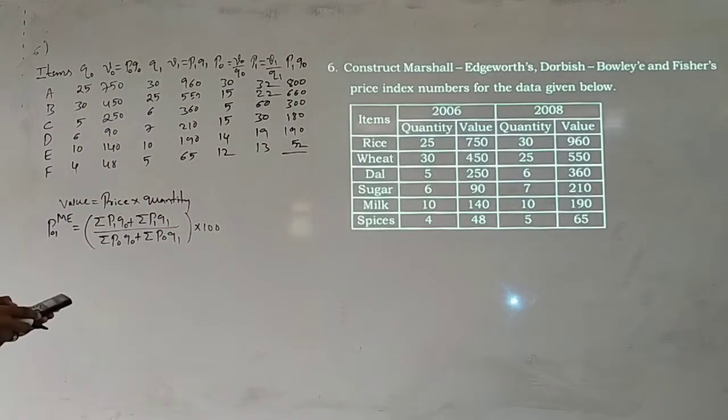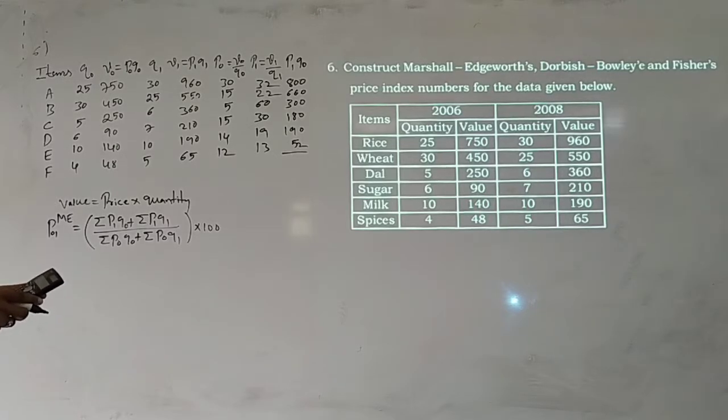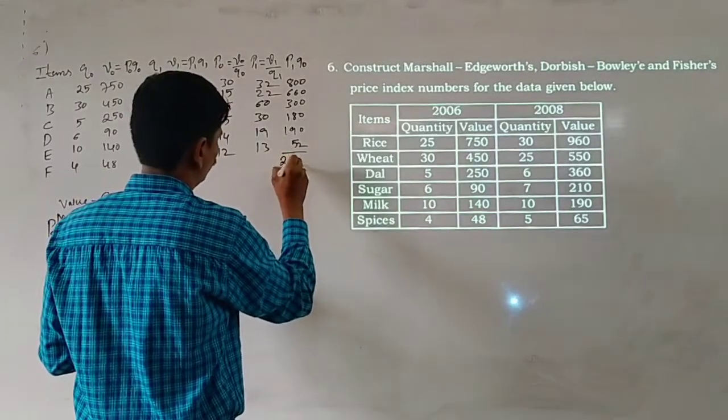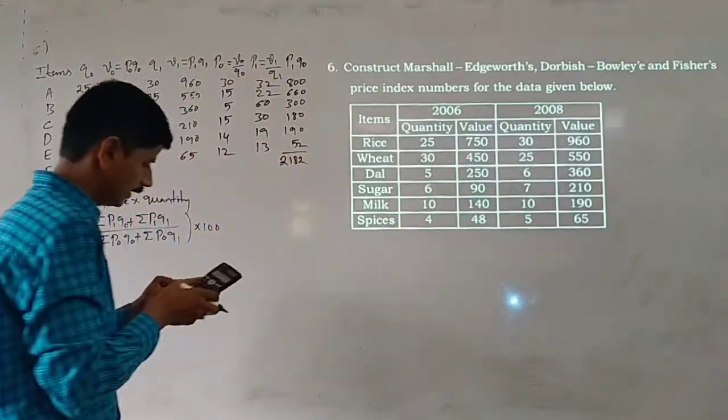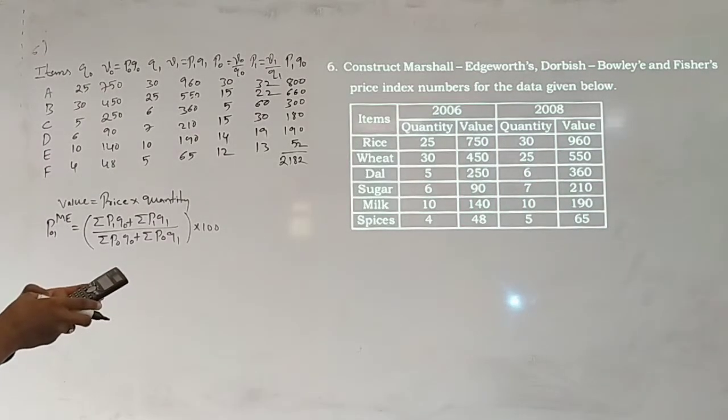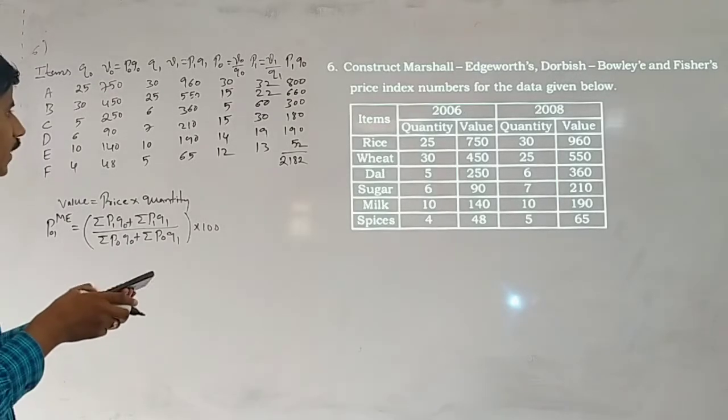Here we want sum of P1Q0. 800 plus 660 plus 300 plus 180 plus 190 plus 52 is 2182.